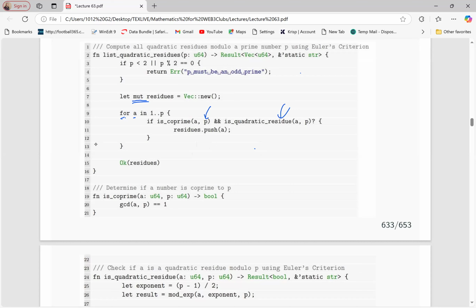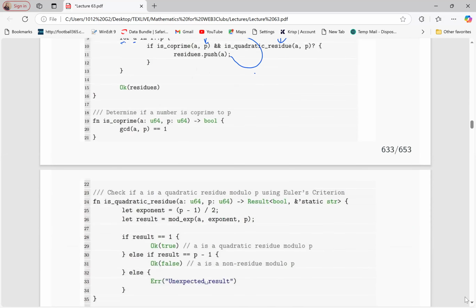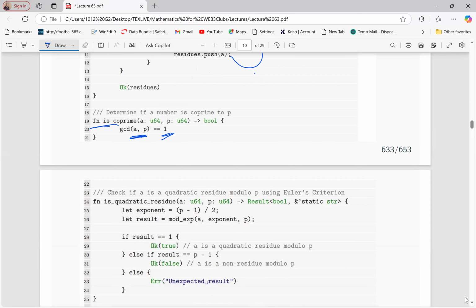It's not doing this alone. It's doing it in conjunction with the other functions down here. Then if it finds a quadratic residue, it pushes it inside that vector. This other function is the one that is identifying if the number is coprime by finding the GCD. If the GCD is 1, then the number is coprime. So this is where it is getting that.